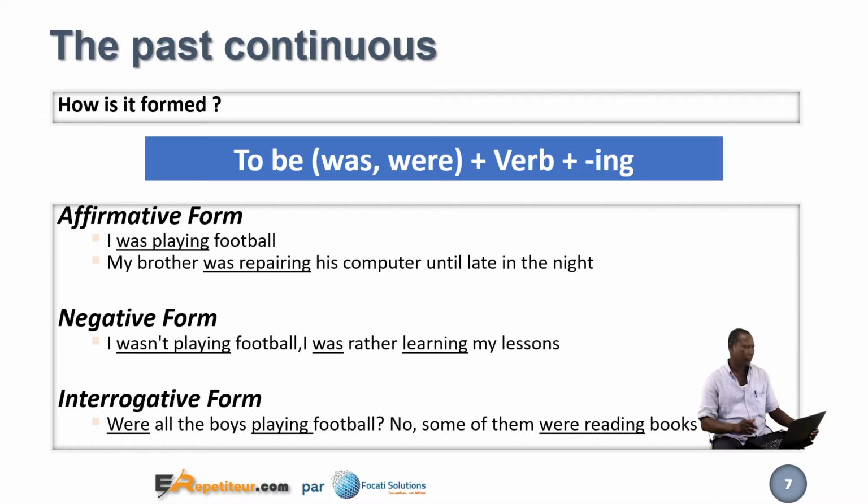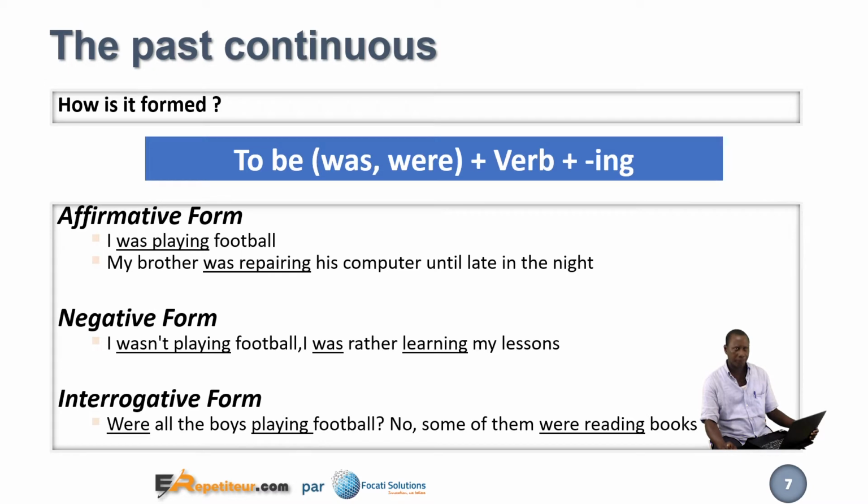Now that we have finished with the past simple or the simple past, we're going to deal with the past continuous. What is it? How is it formed? We use to be, was or were, plus verb plus ing. In the affirmative form, you can say, I was playing football. Or, my brother was repairing his computer until late in the night.